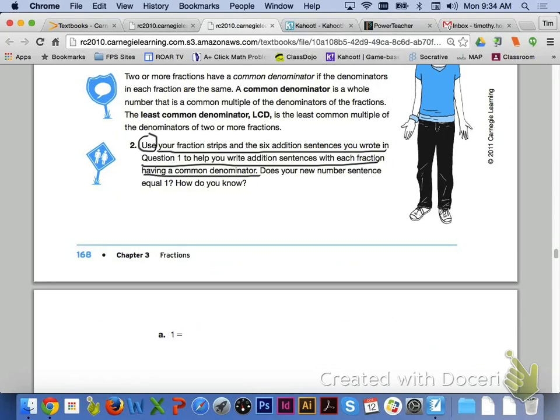Number 2 tells us to now use our fraction strips, and we are going to write addition sentences that we wrote in question 1 to help write addition sentences with each fraction having a common denominator. Now, instead of writing all 6, we are just going to do 3 of them. All I want you to do is write down sentences for letters A through C. Now, the answers that I go over with you are going to correspond to the answers that I had for number 1, so refer back to that if needed. So go ahead and do letters A through C with your group members and write your addition sentences with each fraction having a common denominator.